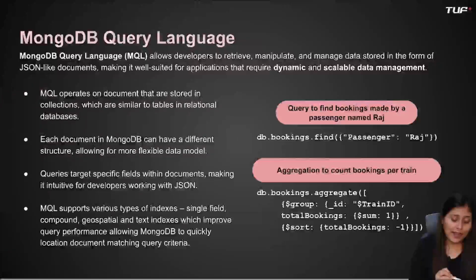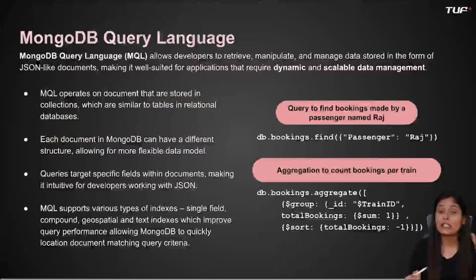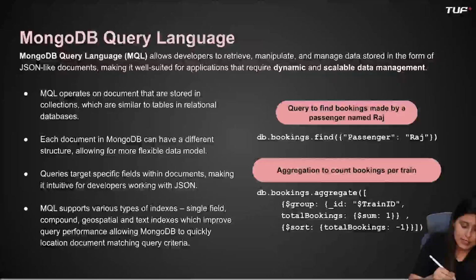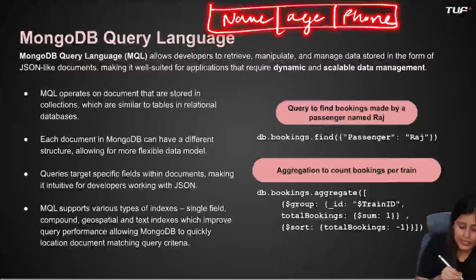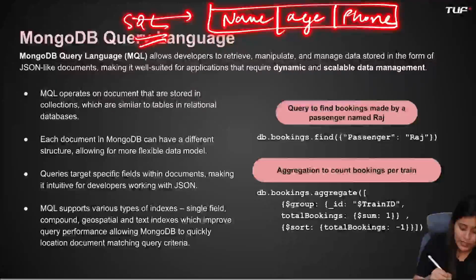So MongoDB query language operates on documents. Remember that we operate this language, MongoDB language, on document type of data that are stored in collections which are similar to tables in a relational database. Like how in SQL the relational database means every row and every column, right? So in MongoDB, in NoSQL MongoDB, we talk here about the document. So in SQL, if we are storing data like name, age and phone number, this is how we will store it in SQL, right? But in case of MongoDB, how will we store it?